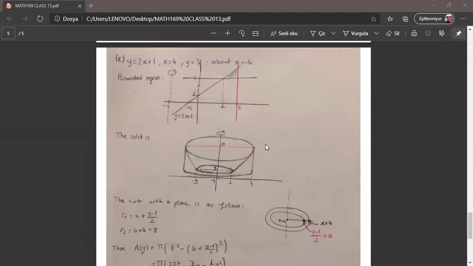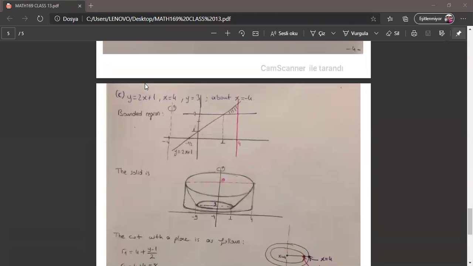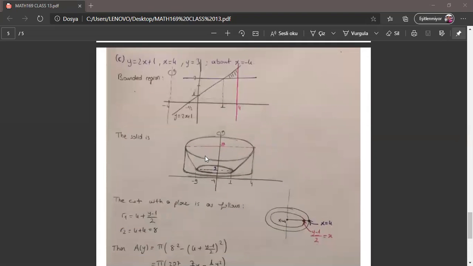Now this is the last question. We have here the boundaries again. We sketch y equals 2x plus 1. Here we have x equals 4, this pink line, and y equals 3 here. Then we have a triangle between them, right? Now we rotate it about x equals -4, okay? And the solid then will look like this.